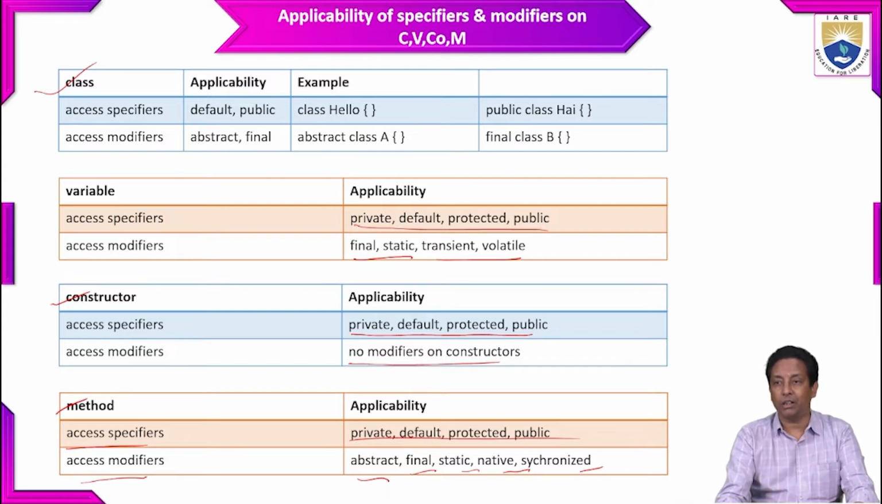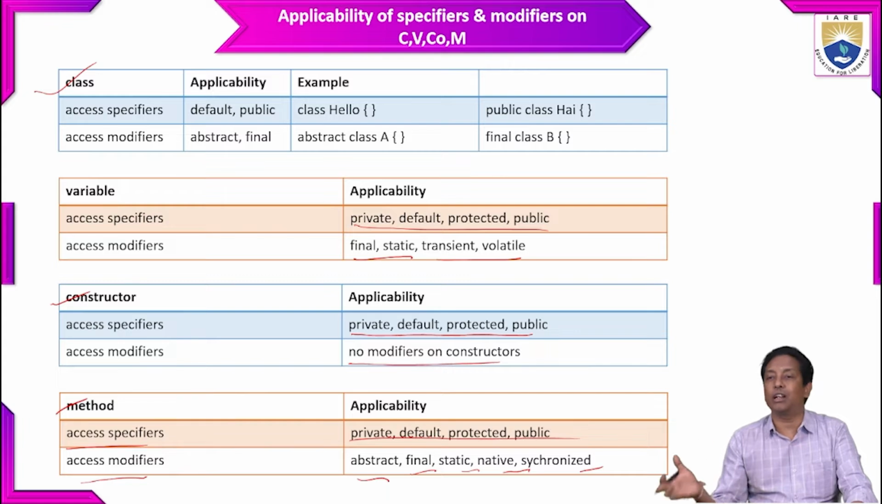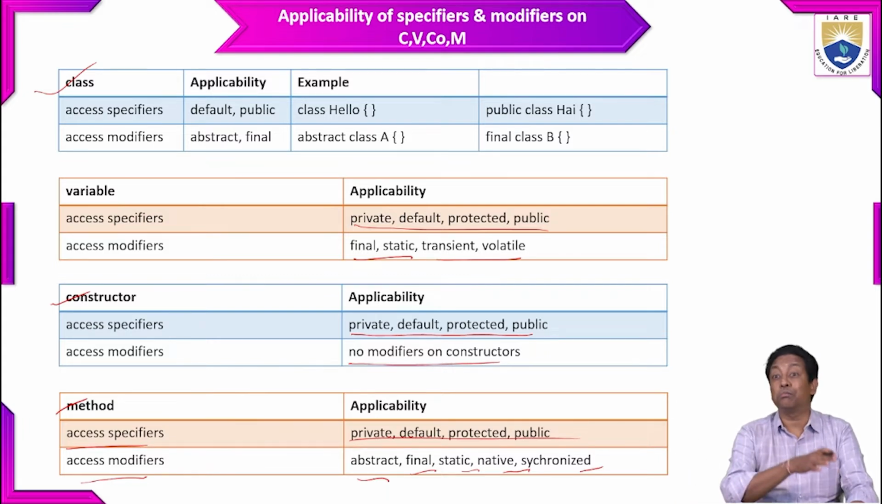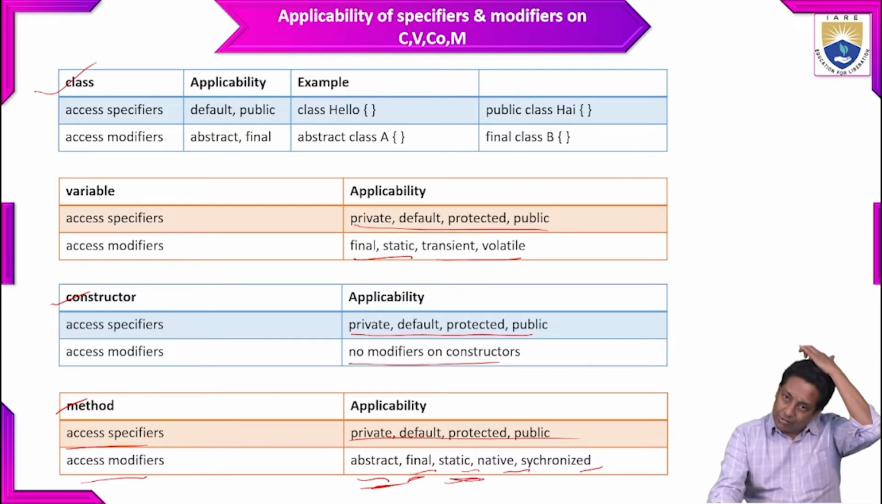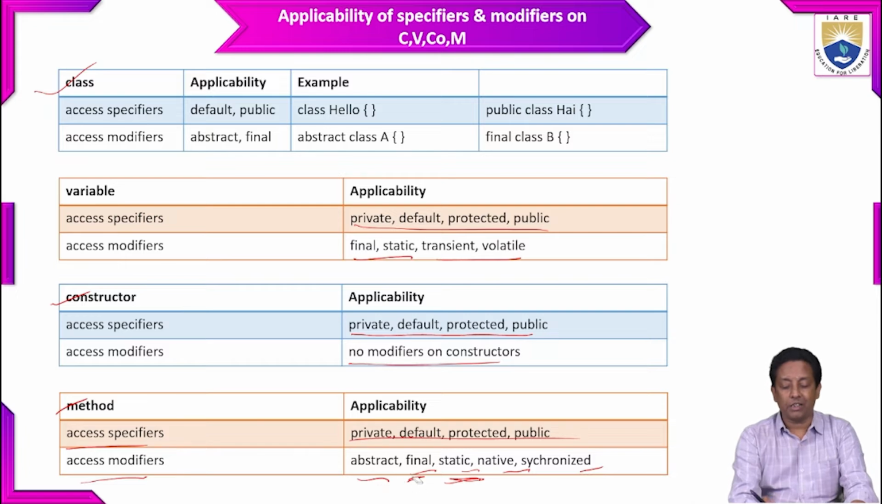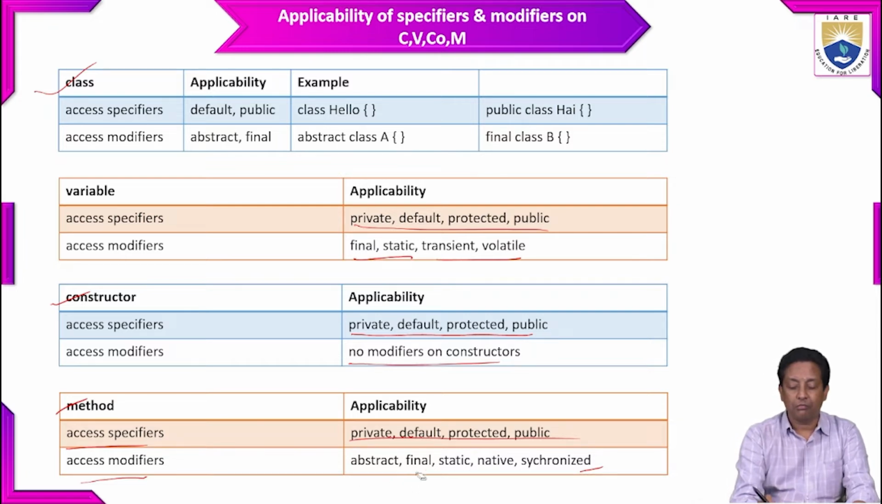Final: the method is implemented, it should not be rewritten or overridden in the subclass. An abstract method must be implemented in the subclass. A final method cannot be overridden in the subclass. So these two are quite opposite, abstract and final. A method cannot be both. And methods can be declared static also. There are some consequences where you need to declare the methods as static also.